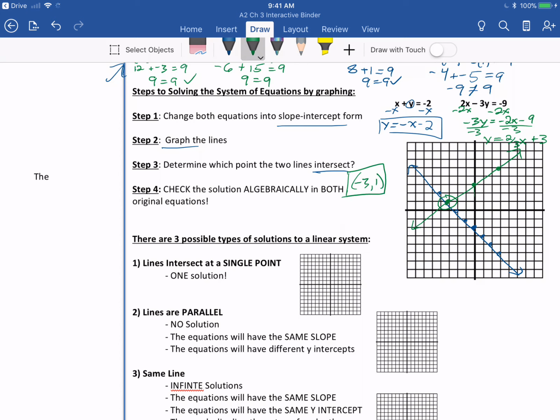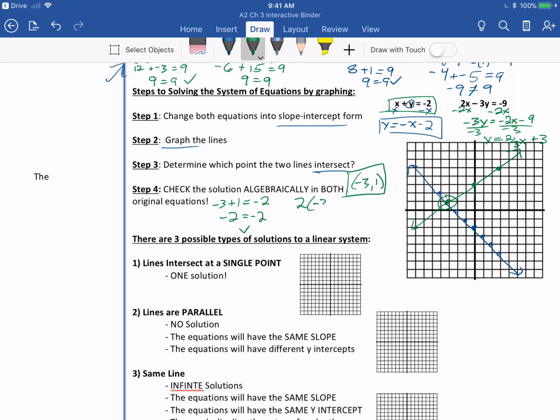Now it says you can check these algebraically, so I just plug these in. So I plug negative 3 in for my x. In this equation, I have x plus y equals negative 2, so negative 3 plus 1, does that equal negative 2? Negative 3 plus 1 is negative 2, so negative 2 equals negative 2. Yes, that works.